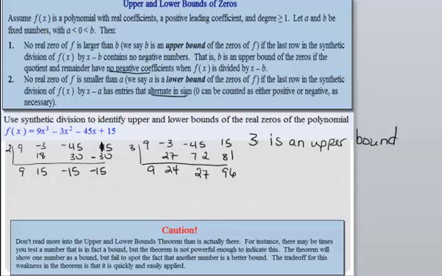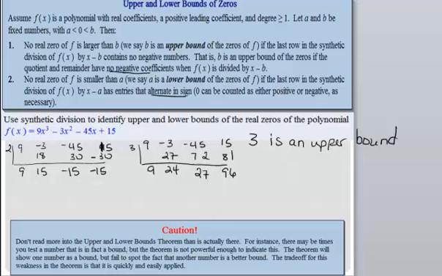It does not mean that 3 is as high as it possibly goes, or even as low as it possibly goes on the upper end. It just means there aren't any zeros for this polynomial greater than 3. So 3 is an upper bound. So how do we go about finding a lower bound?